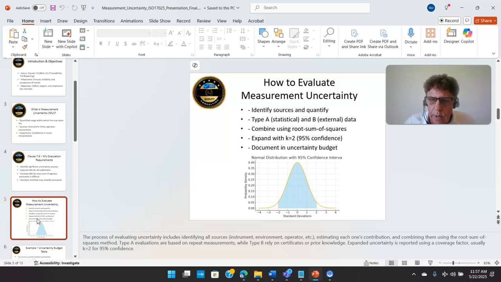The other thing is what we refer to as expanded uncertainty. Expanded uncertainty is reported using a coverage factor, usually a K factor equaling 2, and then it's required that you would have a 95% confidence in your measurement uncertainty results. There is a little distribution graph I have here on this slide, which shows a normal distribution with the 95% confidence level, showing the probability density on the left, and then the standard deviation on the right on this particular graph.